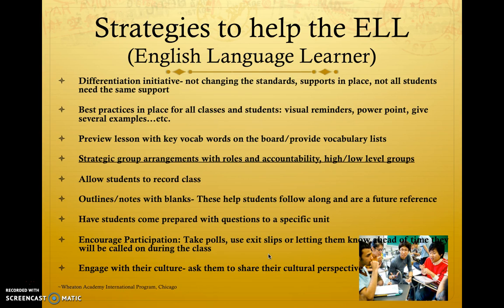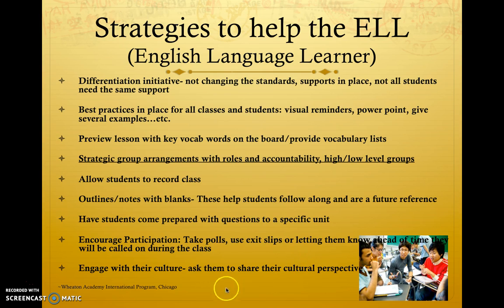Or ahead of time, I will say, you are going to read this paragraph, and I'll point to the paragraph. So the international student has time to prepare in their mind for that particular request, and it will foster a feeling of success and encourage them to participate in the future.